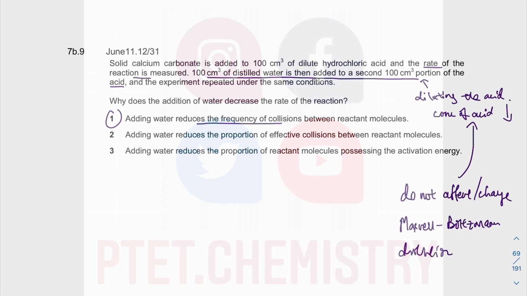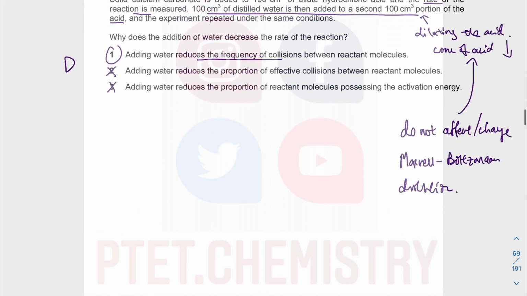Same thing with changing pressure. They can change your collision frequency, but they do not affect your Maxwell-Boltzmann distribution of energy of your reacting molecules. So you still get the same proportion effective collision. It's just that collision frequency has changed. This question is about acid dilution, which is to do with concentration, but it's the same deal when you talk about pressure changes as well. Okay, so 2 and also 3 are incorrect, leaving you only option 1 as the only correct answer.